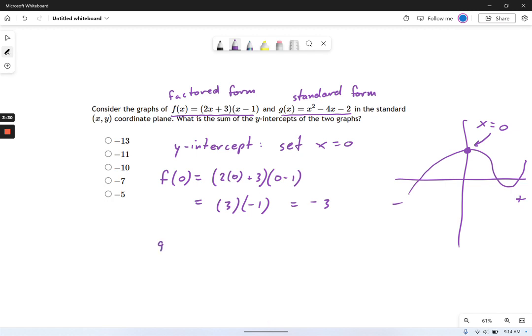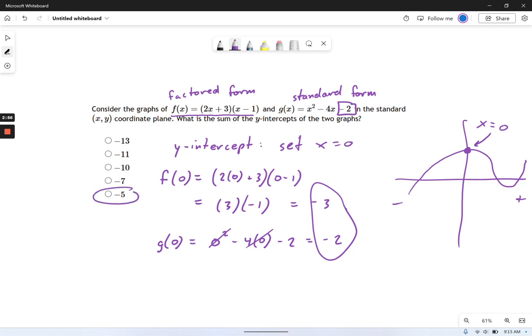Now the g function, find it the same way, set x equal to 0, but in this case, it's easier because we just say 0 squared minus 4 times 0 minus 2. And a lot of people remember that when you're looking for the y-intercept in standard form, it is simply this little guy at the end. Because all the other x's go to 0, there's nothing left. So you can see these cross out, and we get negative 2 for our y-intercept there. Therefore, the sum of these two things is just negative 5.